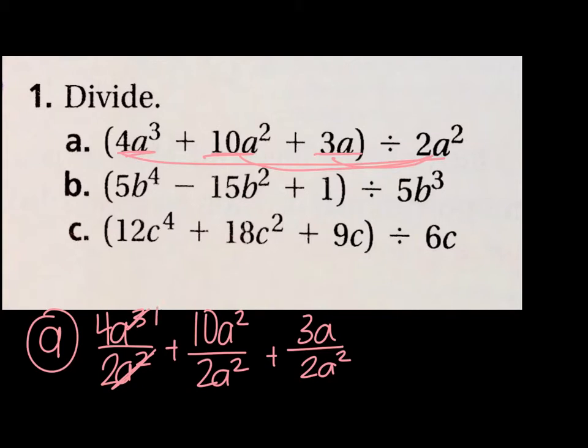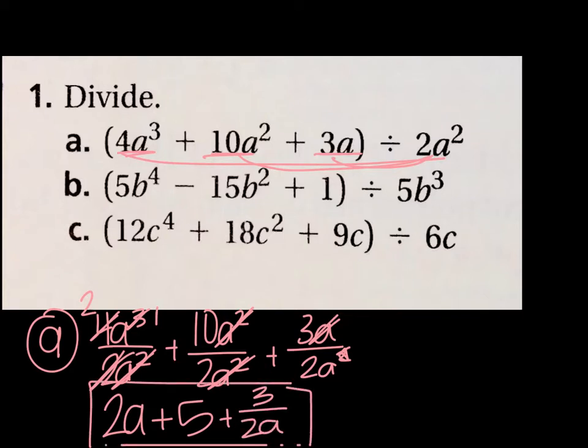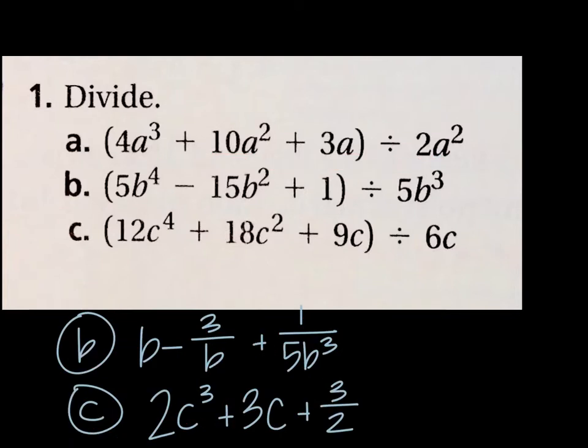That's going to cancel and leave 1a, and 2 will go into 4 2 times, so that's going to be 2a. The a squareds cancel, and 10 divided by 2 is 5. And a cancels one of those, and I'm left with 3 over 2a. Forgot my plus sign. So that's A, and if you'll pause it and try to do B and C, I'll put the answers up in just a second. Alright, so here are your answers for B and C. Hopefully you got them right.